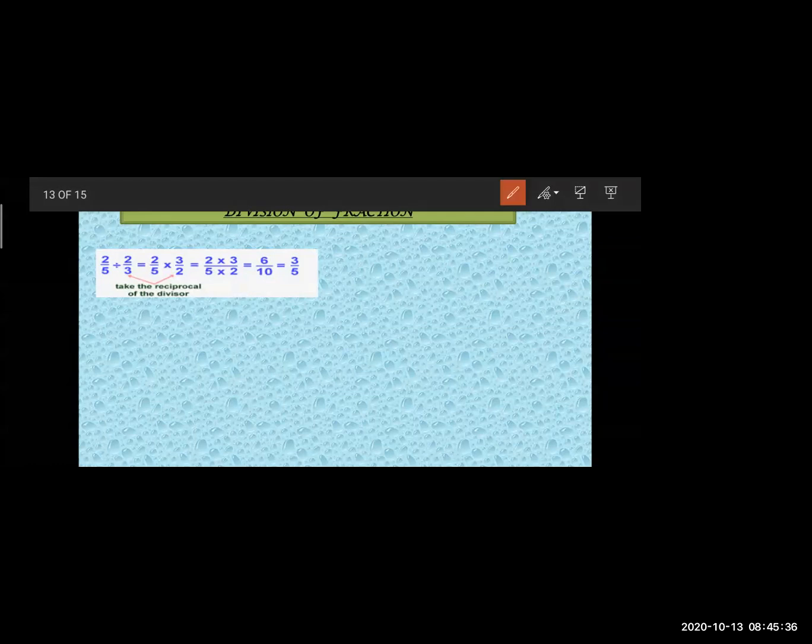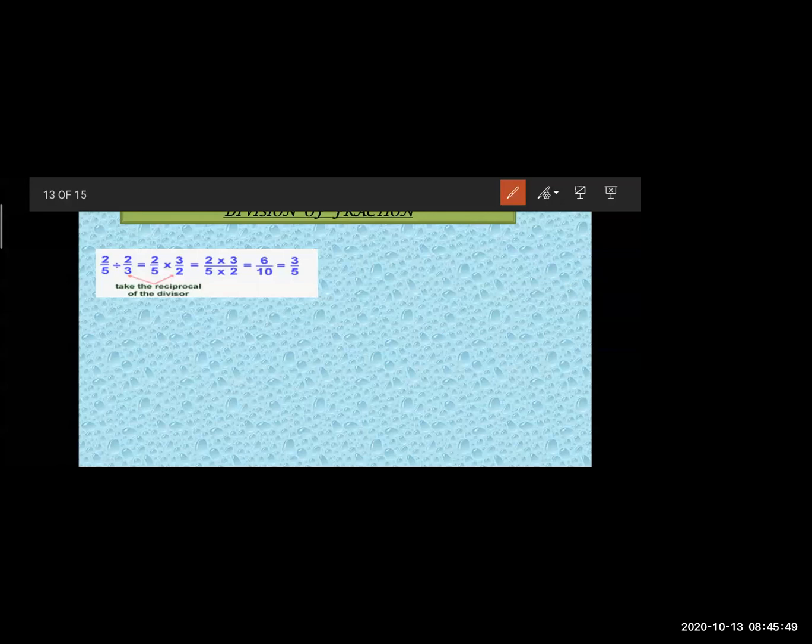Only one step we have to add here. What is that? You can see the sum on the screen: 2 upon 5 divided by 2 upon 3. So we have 2 upon 5 divided by 2 upon 3.